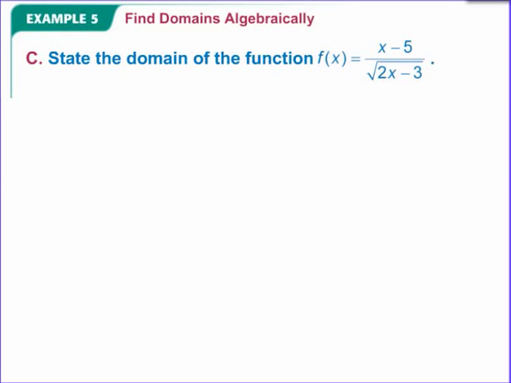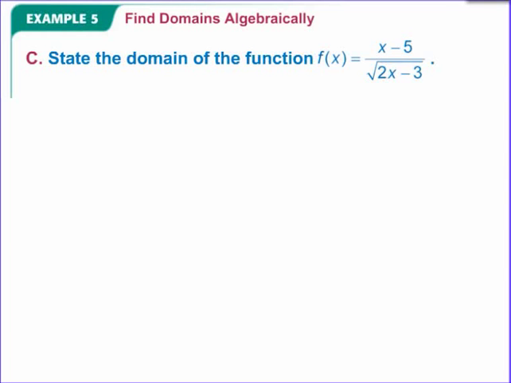Alrighty, let's look at the next one. It says state the domain of the function f of x equals x minus 5 over square root of 2x minus 3. Now this one, wow, we've got a square root and we've got a denominator. So let's start with the denominator. What did the denominator say that we do?